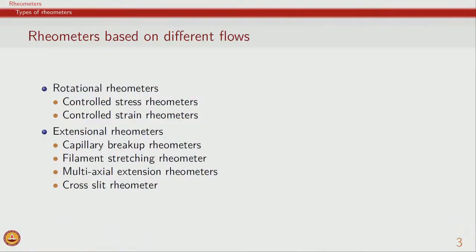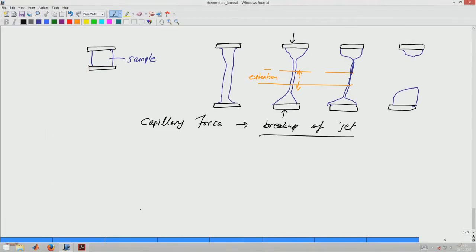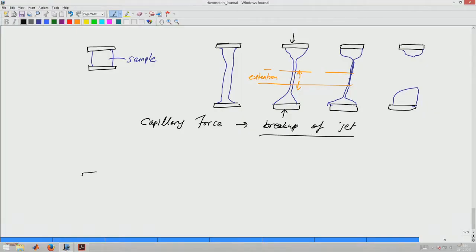The other one is the filament stretching rheometer. In this case, I am going to stretch a filament between two plates at a controlled rate. I take fluid between two plates, and then I move them apart using some motors. As I move them apart, the fluid will again be thinning.